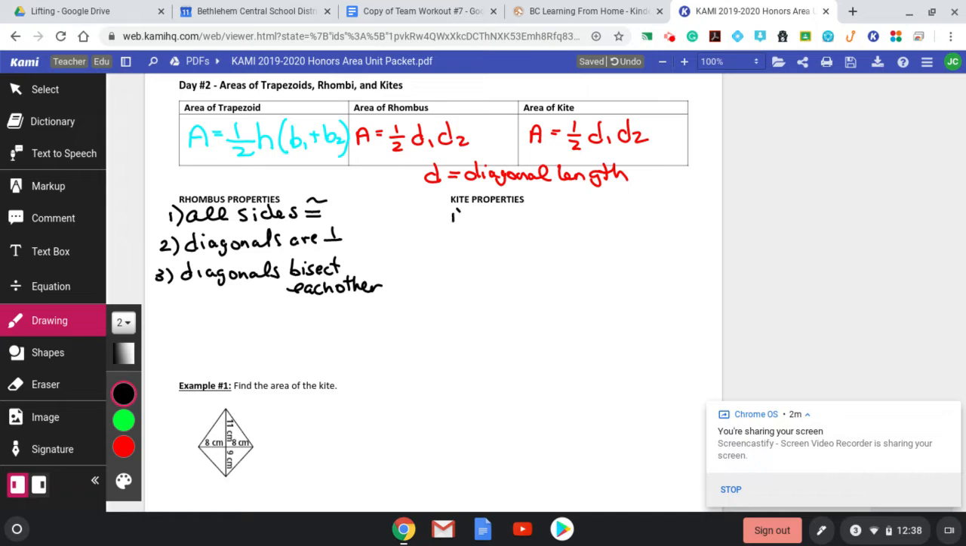All right, kite properties. Diagonals are perpendicular as well. Okay, and just let me get a quick kite out here so you can see what's going on. Oh, that's a beaut. Two adjacent sides congruent. Diagonals are perpendicular. Okay, so what happens now is the diagonals don't bisect each other, but one of the diagonals bisects the other one. Okay, and that is the longer diagonal bisects the shorter.